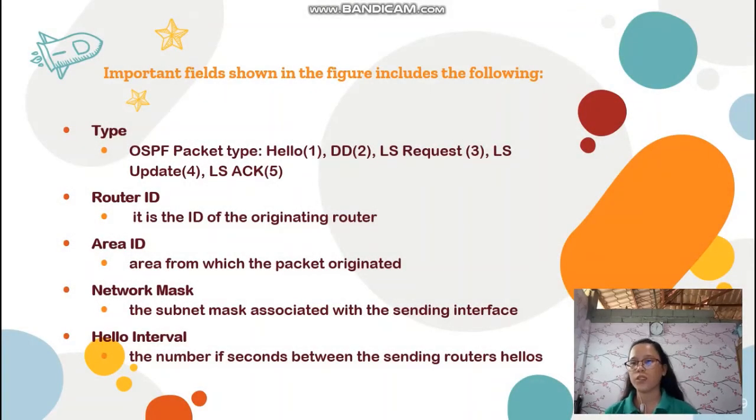Important fields shown in the figure include the following. Number 1, type, or the OSPF packet type, which is hello, DD, link state request, link state update, and link state acknowledgement. Number 2, router ID. It is the ID of the originating router. Next, area ID, the area from which the packet originated. Network mask, which is the subnet mask associated with the sending interface. Next is hello interval, the number of seconds between the sending router's hellos.